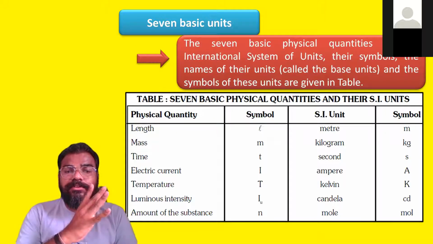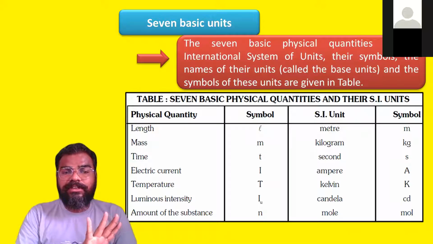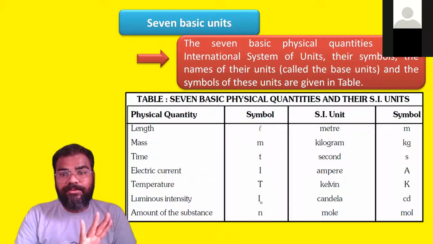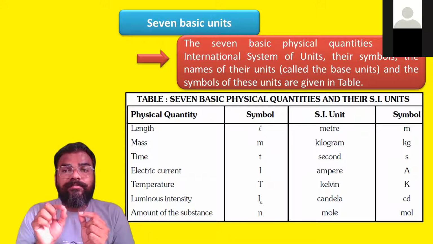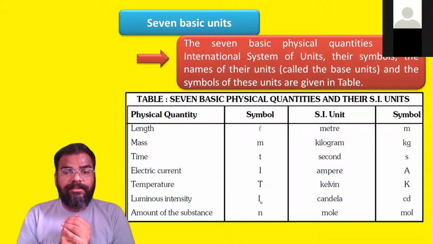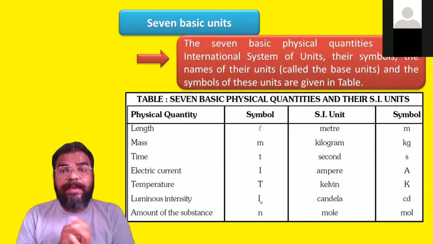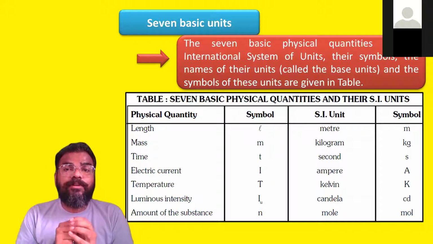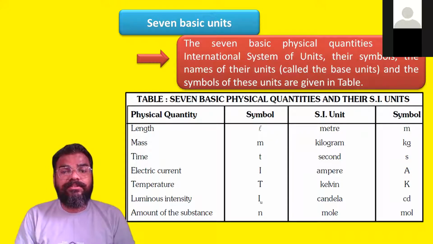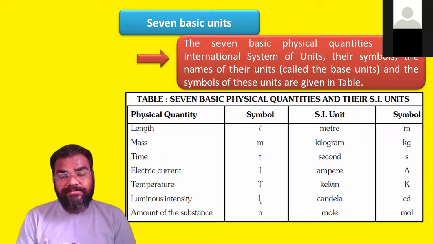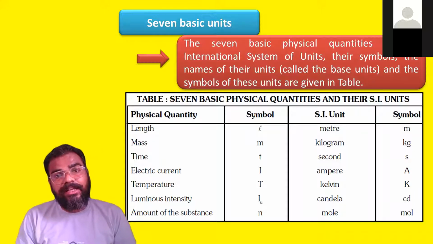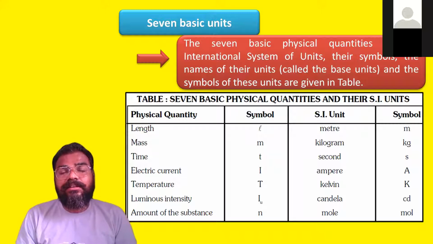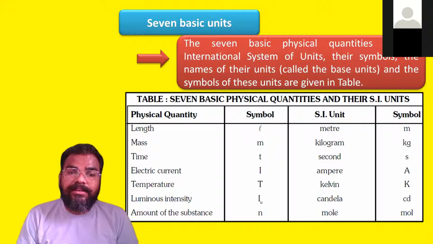Then the fourth physical quantity, चौथी physical quantity है electric current, okay, electric current. The symbol for it is capital I, and the SI unit of it is the ampere, and the symbol of ampere is capital A, okay. After that we have the temperature, the symbol of temperature is the capital T, okay. The SI unit is Kelvin and the symbol for Kelvin is capital K, okay.